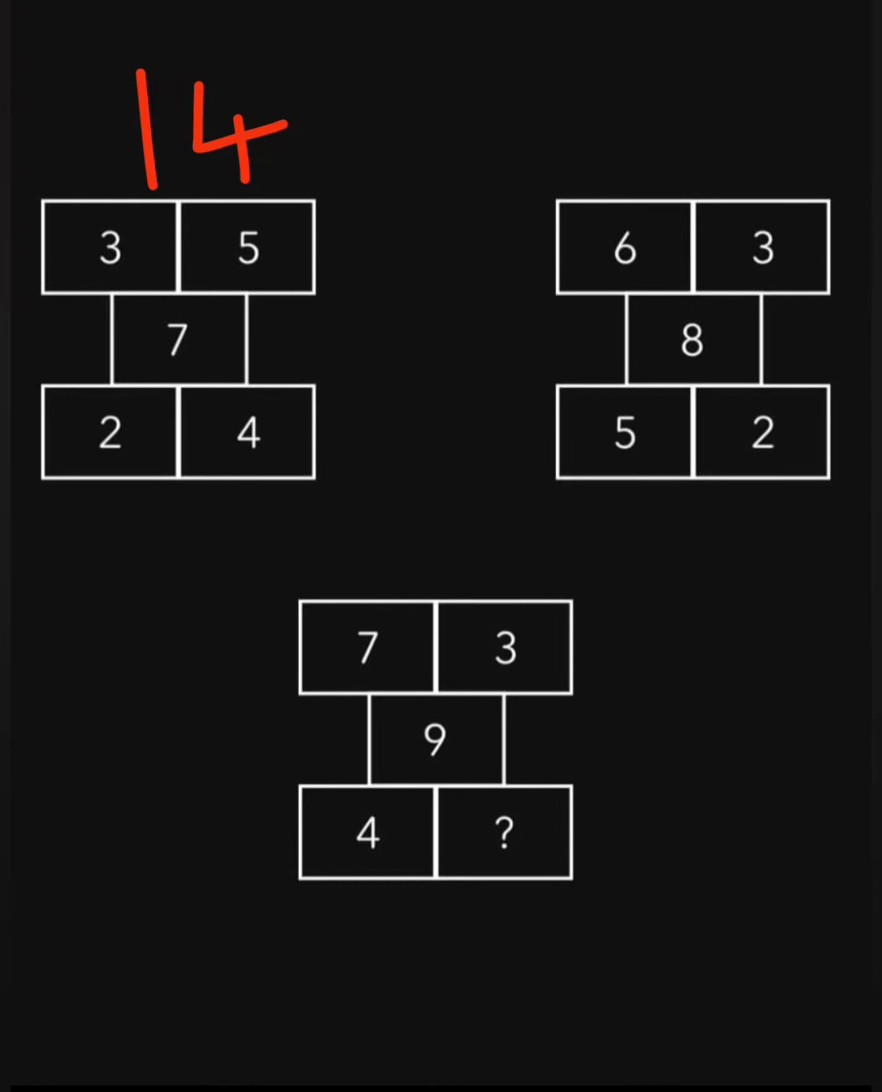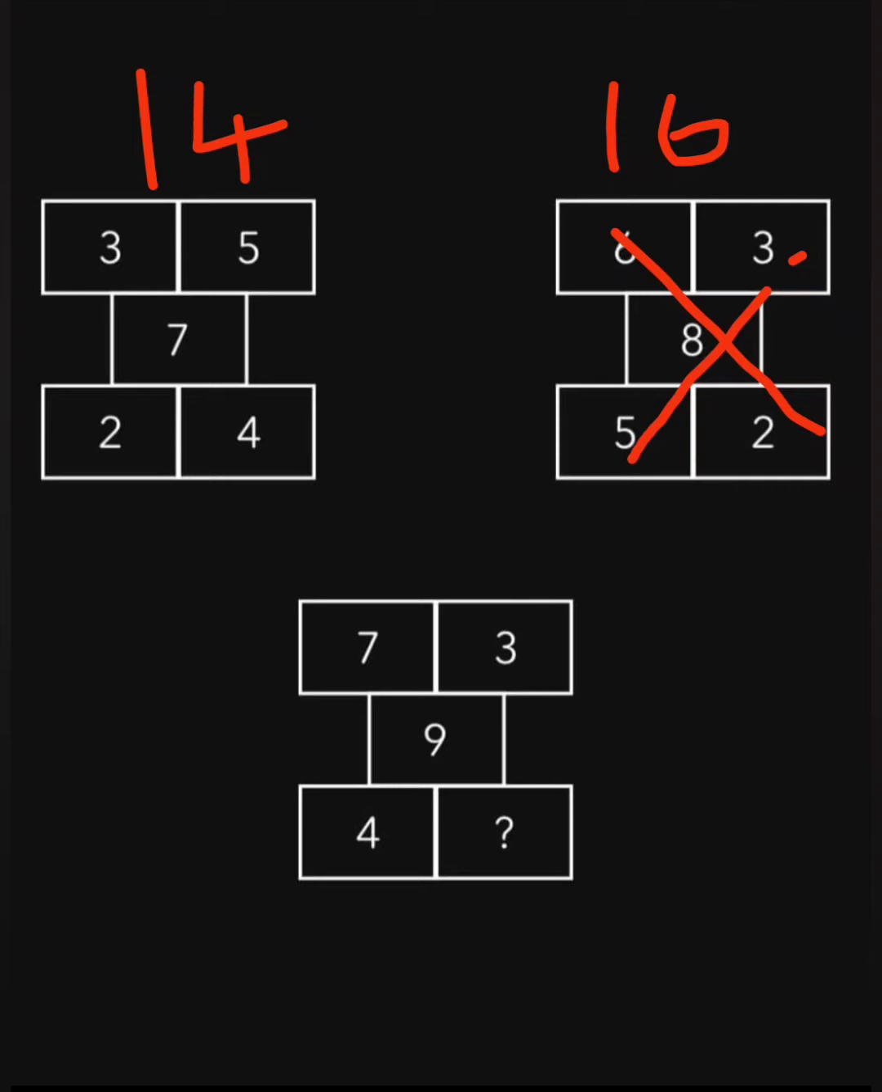Now for the second section, 6 plus 8 is 14, 14 plus 2 is 16, this one. And the second diagonal is 8 plus 3 is 11, 11 plus 5 is 16, again 16.